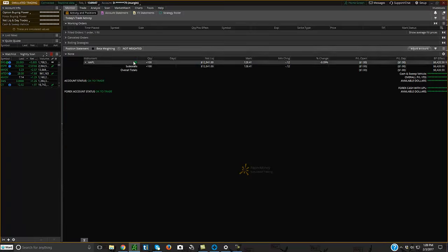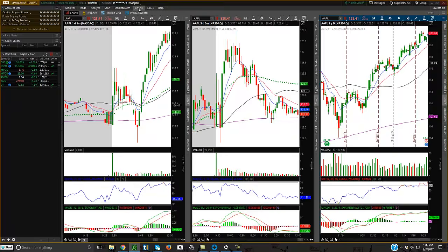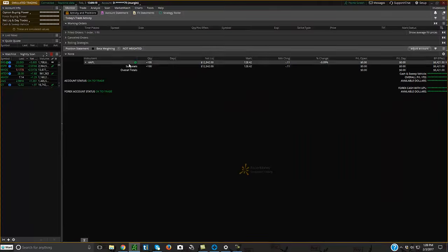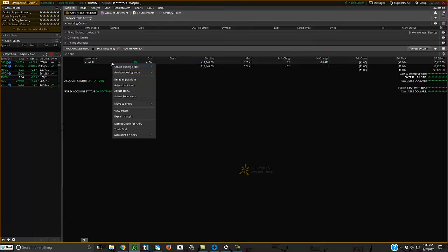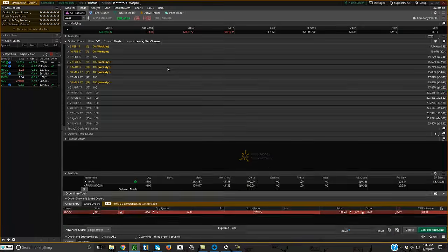So now I have it in here right now. I'm looking at Apple. So now I would go to charts, and I can see what's happening with Apple. I could go to sell it right now if I would like. So if I want to sell my shares of Apple, I would then go over here and right click, and then I would do create a closing order, and I would sell 100 shares of Apple.